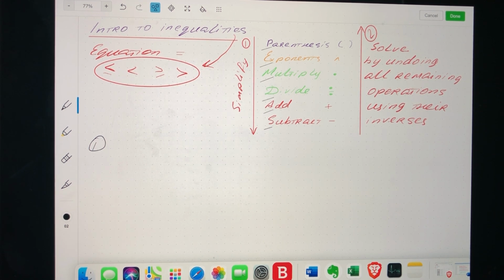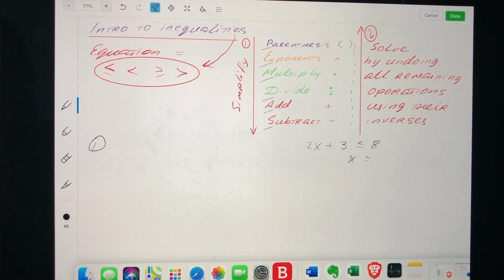And to solve, we look at it as if x is being hidden by a sequence of operations that need to be undone. And we undo them following the order of operations in reverse. And so working our way backwards, we will clear all the remaining operations, getting x by itself, whatever it happens to be. Now, there are two differences between the equation and inequality.